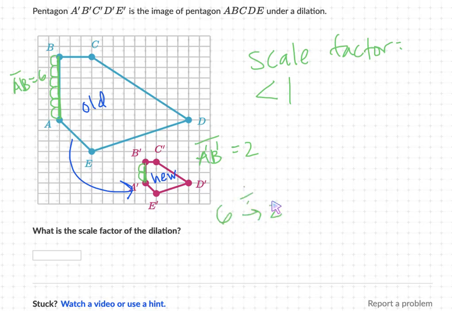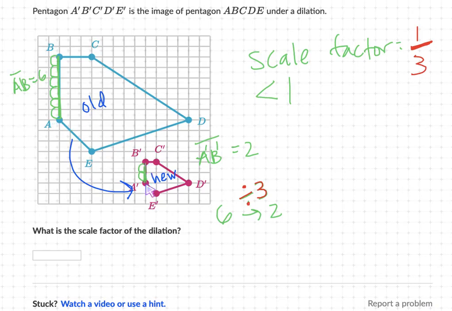So it divided. 6 had to divide by 3 to get to 2. So that's our scale factor right there. It had to divide by 3. So this new image is 1/3 the size of the old one. Okay? We have it changed to 1/3 because it's a number smaller than 1, and also the division bar tells us divide.